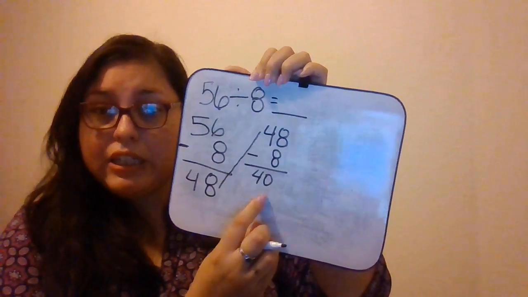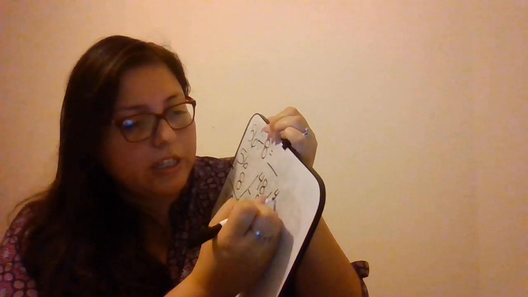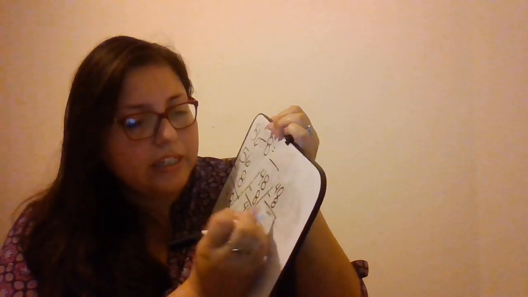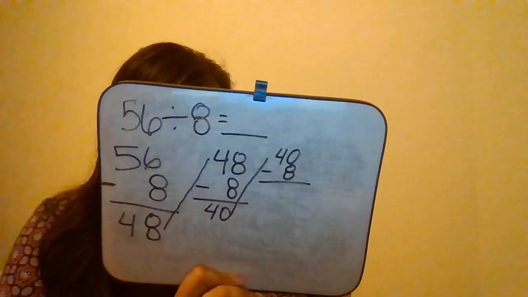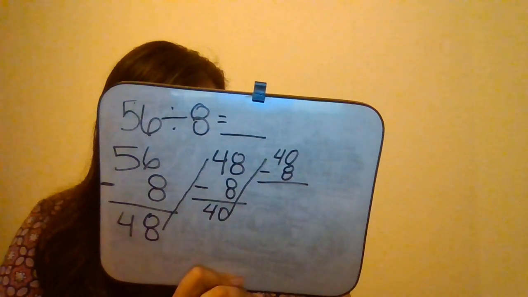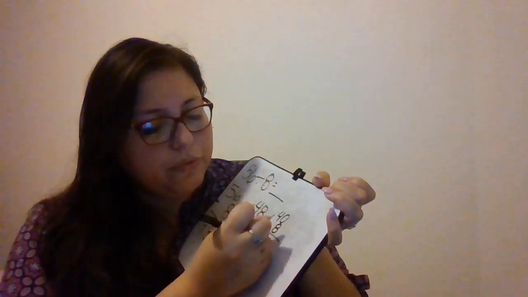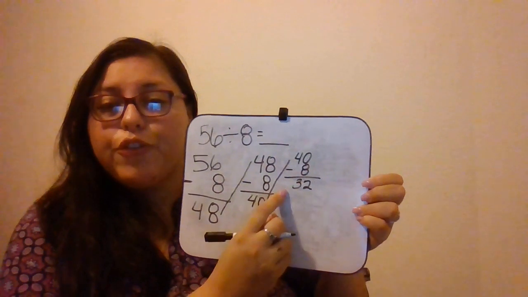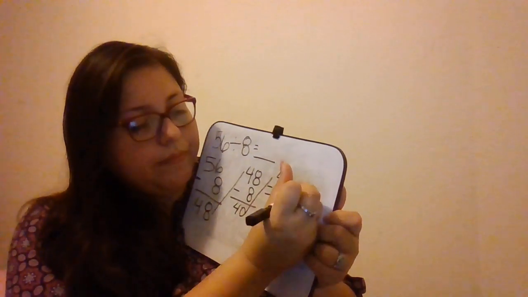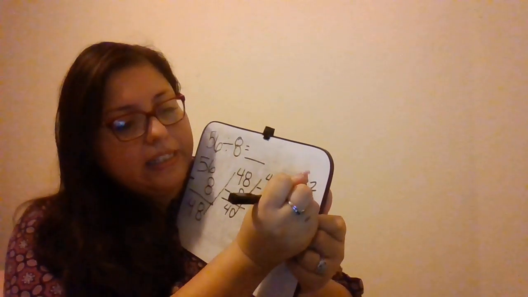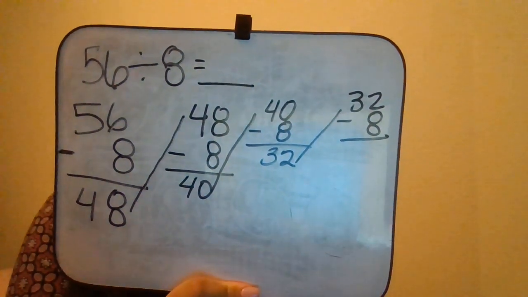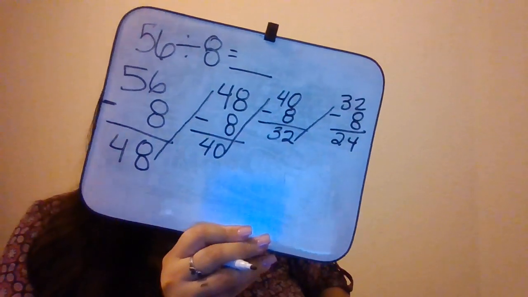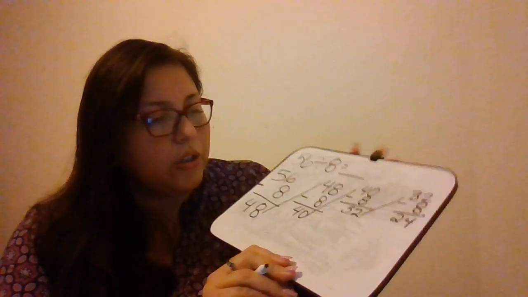40. Now this number goes up. 40 minus 8 equals 32. And now you put 32 up here. 32 minus 8, that's my next one. 32 minus 8 equals 24. And you keep going until you get 0.